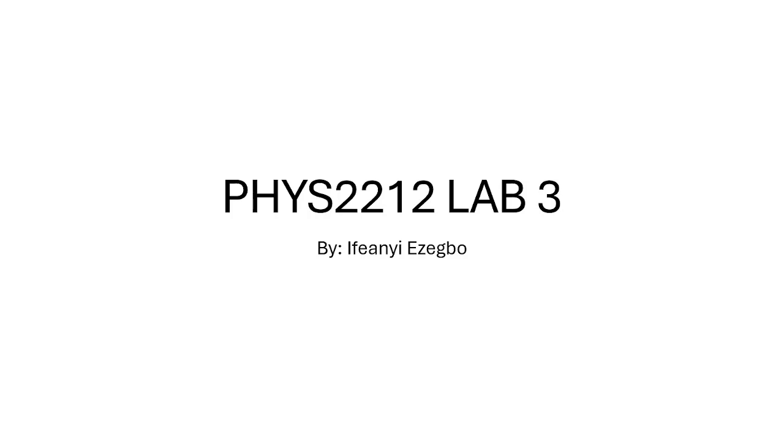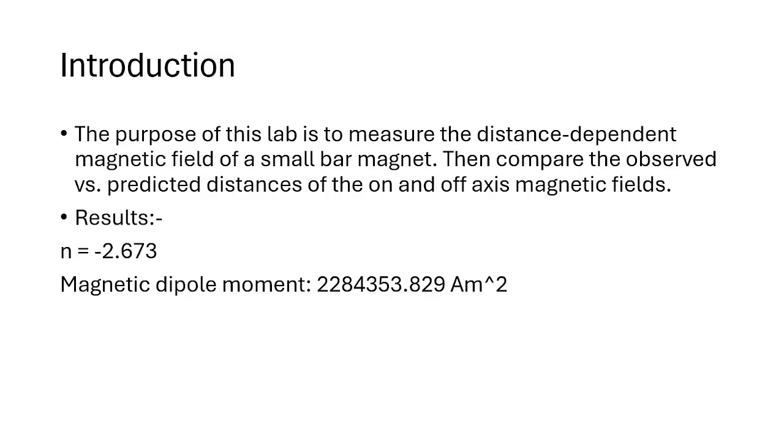This is my Physics 2212 Lab 3. The purpose of this lab is to measure the distance-dependent magnetic field of a small bar magnet, then compare the observed versus predicted distances on the on and off axis magnetic fields. And in my results, I found n to be negative 2.673, and my magnetic dipole moment, I calculated it to be this number.